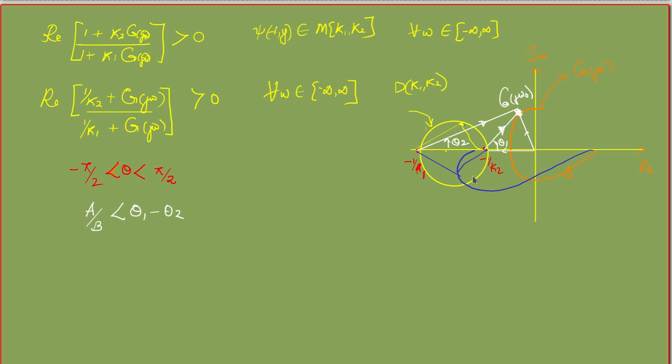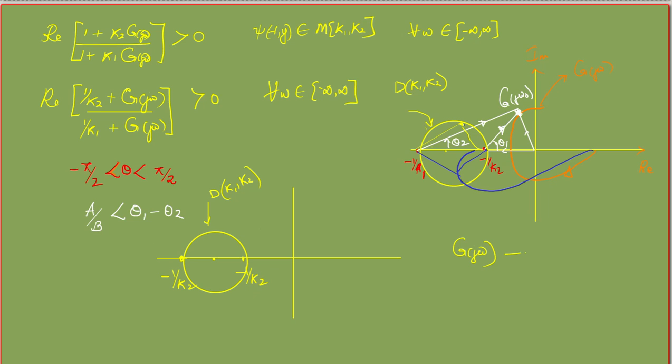So from that analysis we can come to the conclusion that for any G(jω), if we consider a disk with K1 and K2, with the center at the middle of these 2 points, and the radius being half of this length, then the G(jω) curve, that means the Nyquist plot of G(jω), should not encircle this disk.